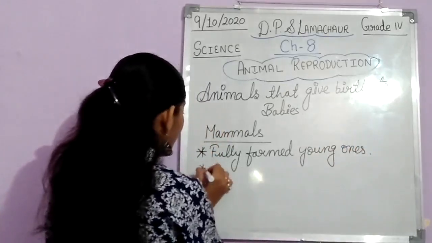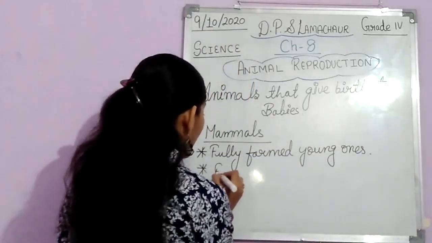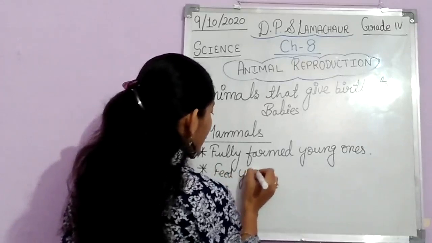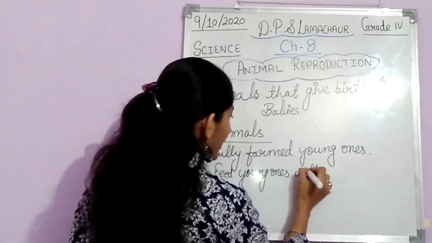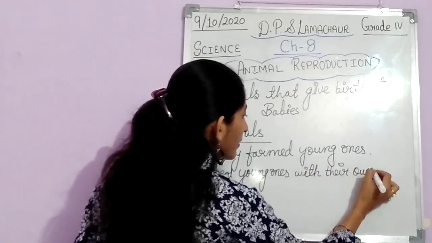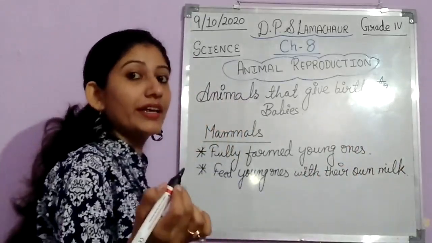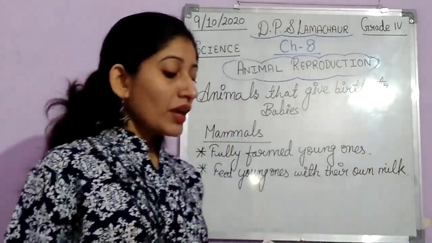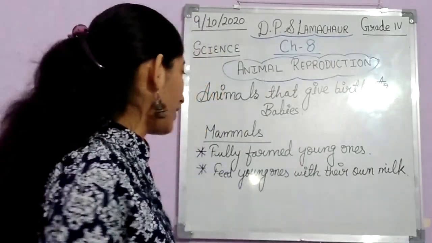Then another we have, they feed their young ones with their own milk. Okay, so they feed their young ones with their own milk. So we can write, feed young ones with their own milk. And in human beings, they also feed their young ones with cow's milk. They look after their young ones until they are old enough to look after themselves.